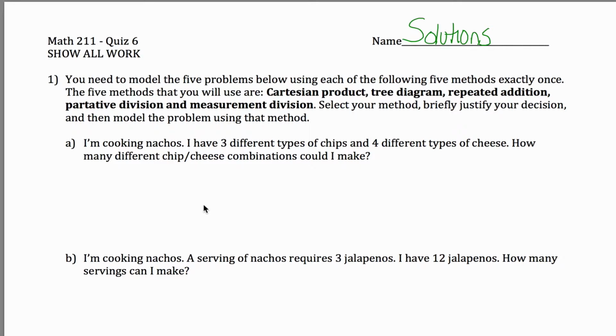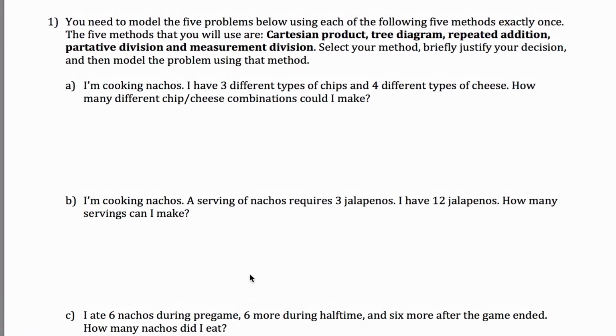All right, here are solutions for quiz 6 for Math 211. On this first problem, you are given 5 methods and 5 problems, essentially. You say we have this Cartesian product method, which is for multiplication, this tree diagram, also multiplication, repeated addition, another way to model multiplication, and then the partitive and measurement methods of division. And what you're given are these 5 problems and kind of told to match them up.